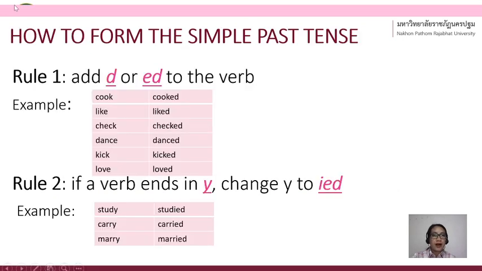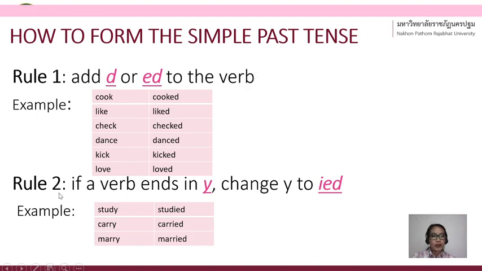So there are rules how to form the simple past tense. Let's discuss first rule number one. In rule number one, just simply add D or ed to the verb. Example: cook, cooked, like, liked, check, checked, dance, danced, kick, kicked, love, loved. So that's rule number one. Add D or ed to the verb.